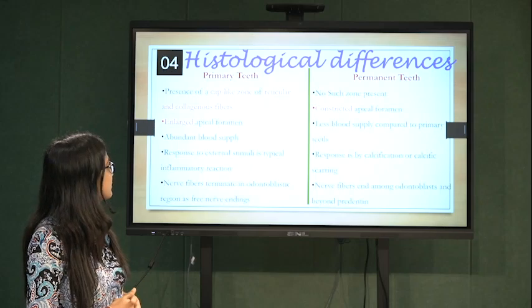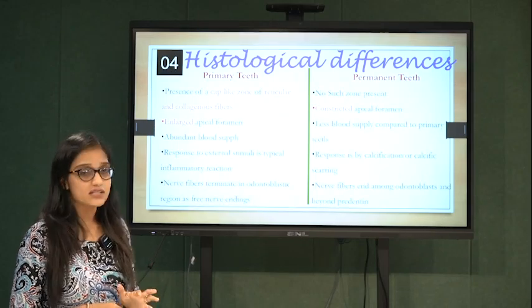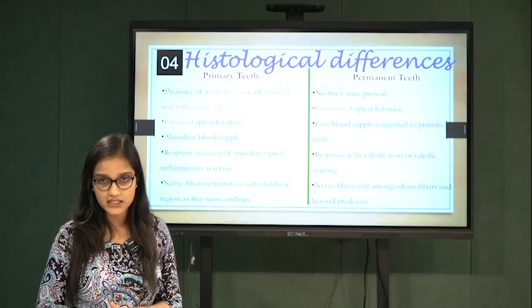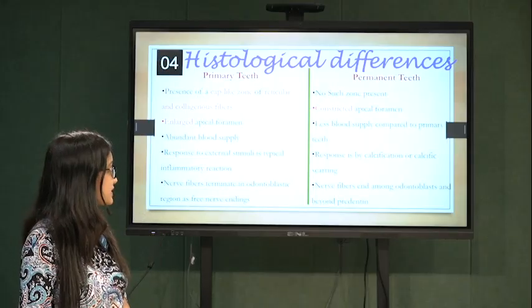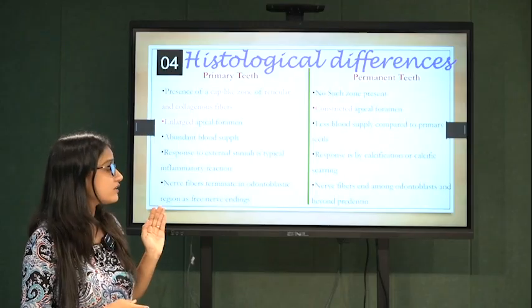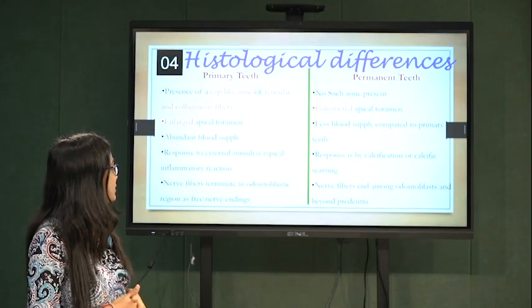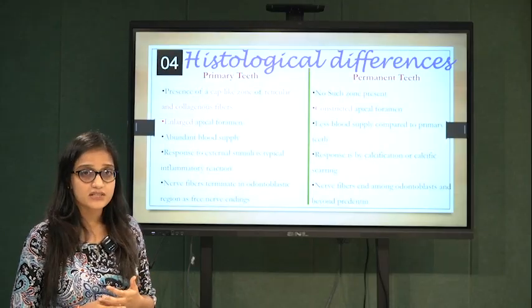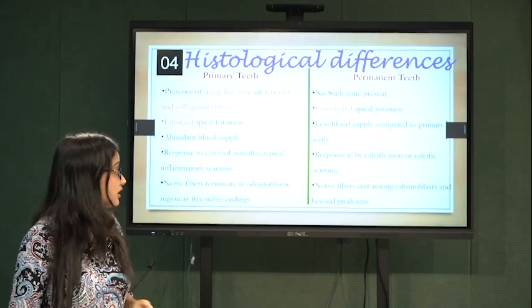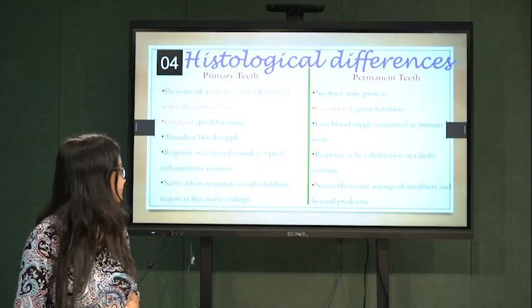In the primary teeth, a cap-like zone of reticular and collagen fibers is present. In permanent teeth, no such zones are present. Whereas in primary teeth there is an enlarged apical foramen, in permanent teeth a constricted apical foramen is present. In primary teeth, abundant blood supply is present because vascularity is more. In permanent teeth, there is less blood supply compared to the primary teeth.